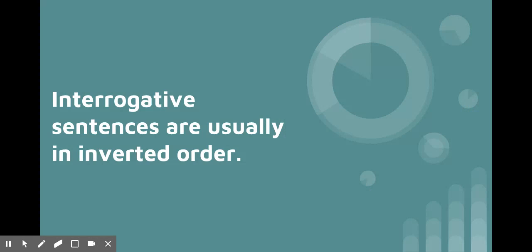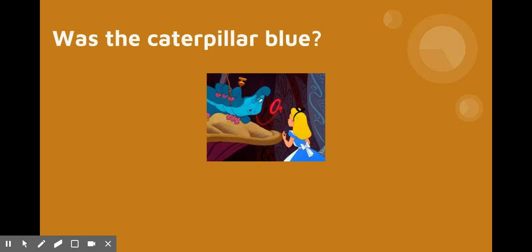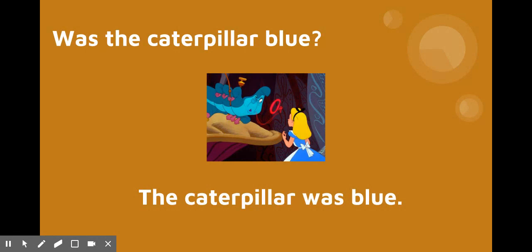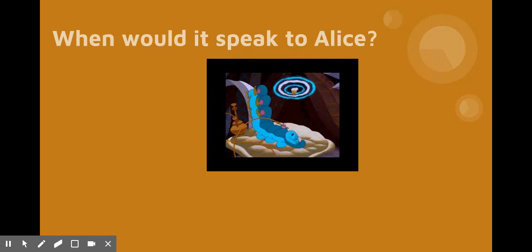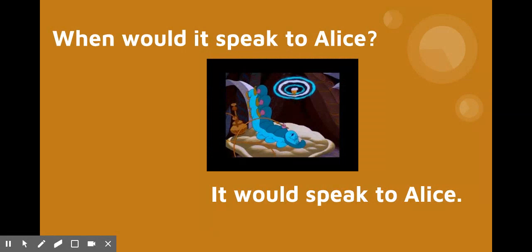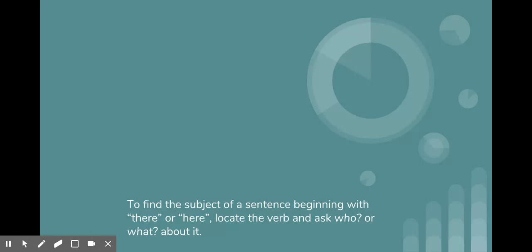Okay. Interrogative sentences are usually in inverted order. So take a look at this question. Was the caterpillar blue? Well, when I turn that around to be in a more natural order and make it into a statement, it says the caterpillar was blue. Subject, caterpillar. Would it speak to Alice? Same thing here. When I turn it into a natural order, the sentence would be, it would speak to Alice, making it the subject.